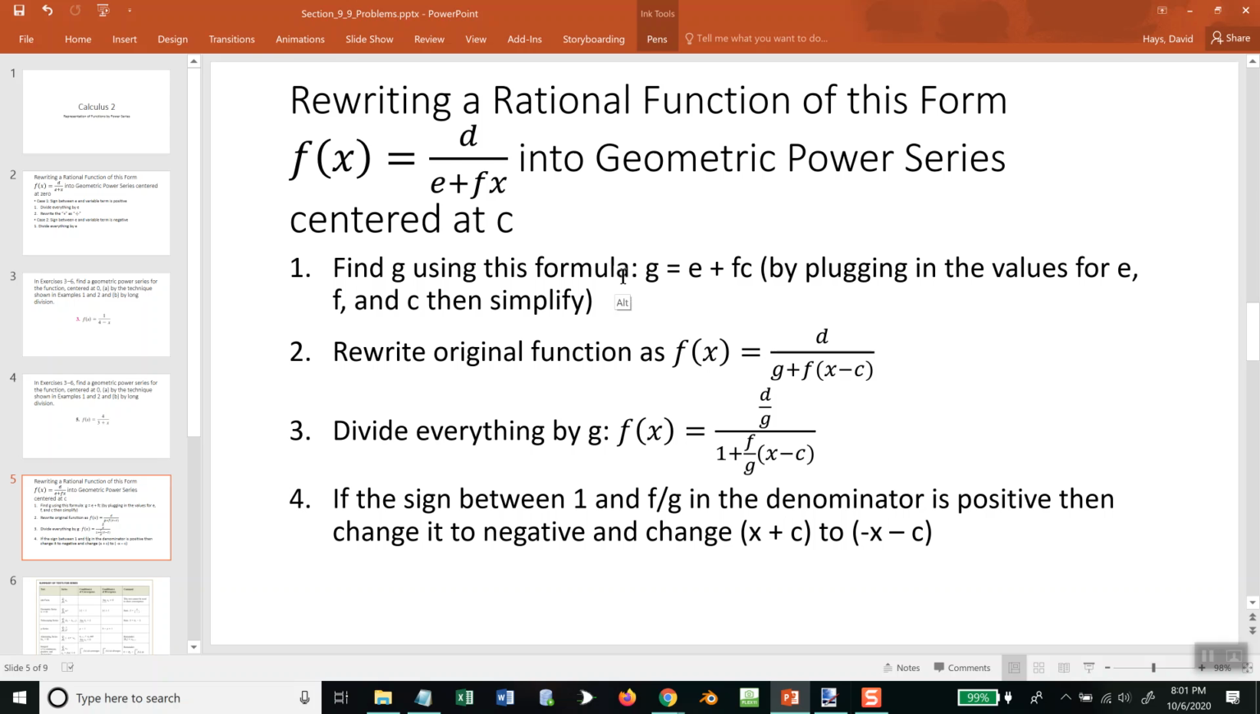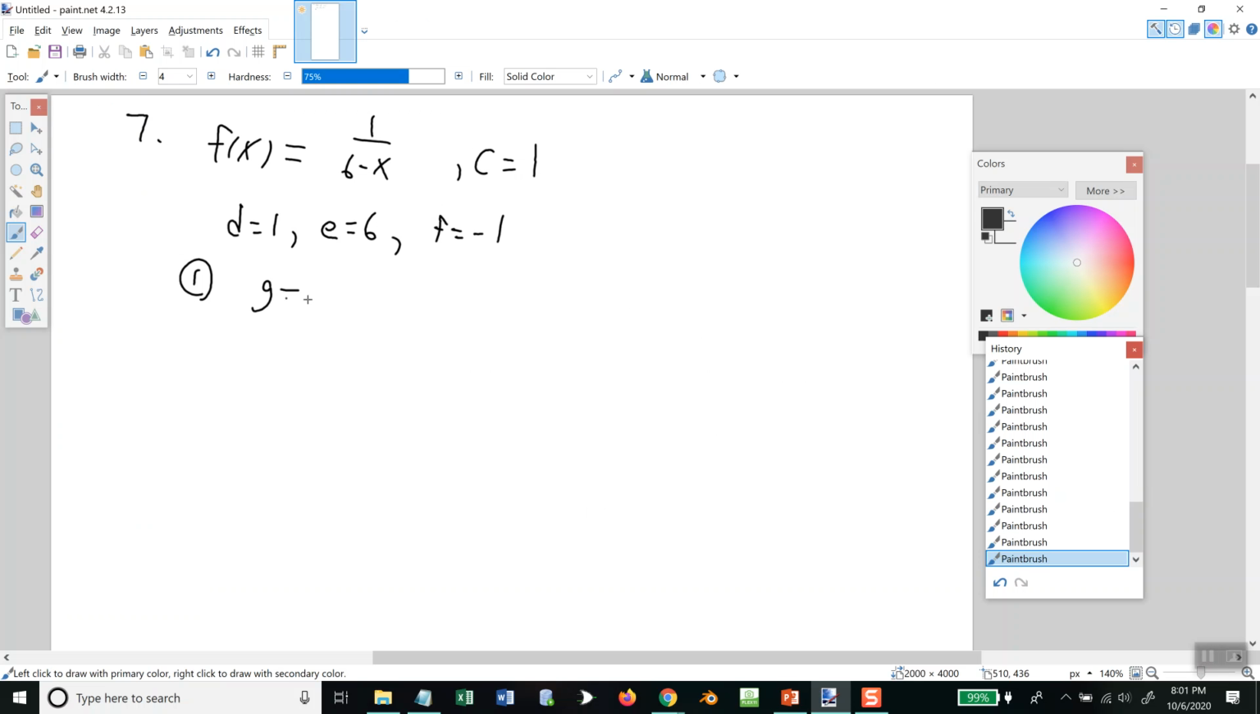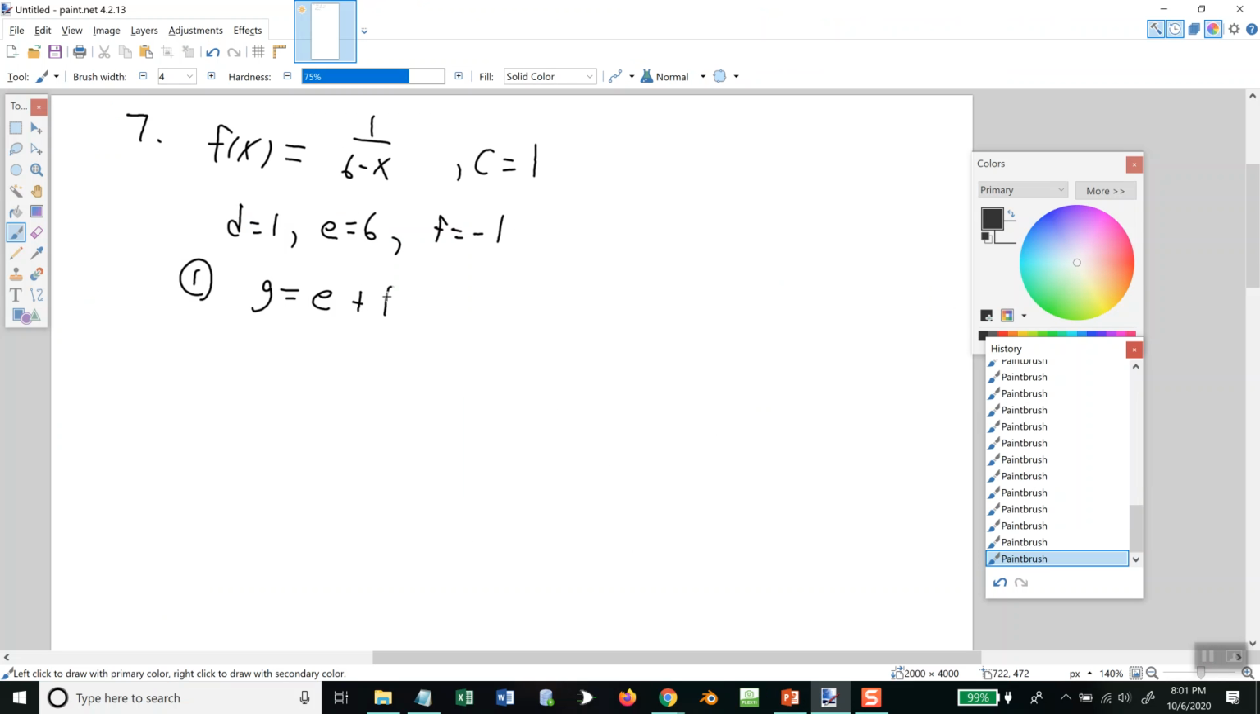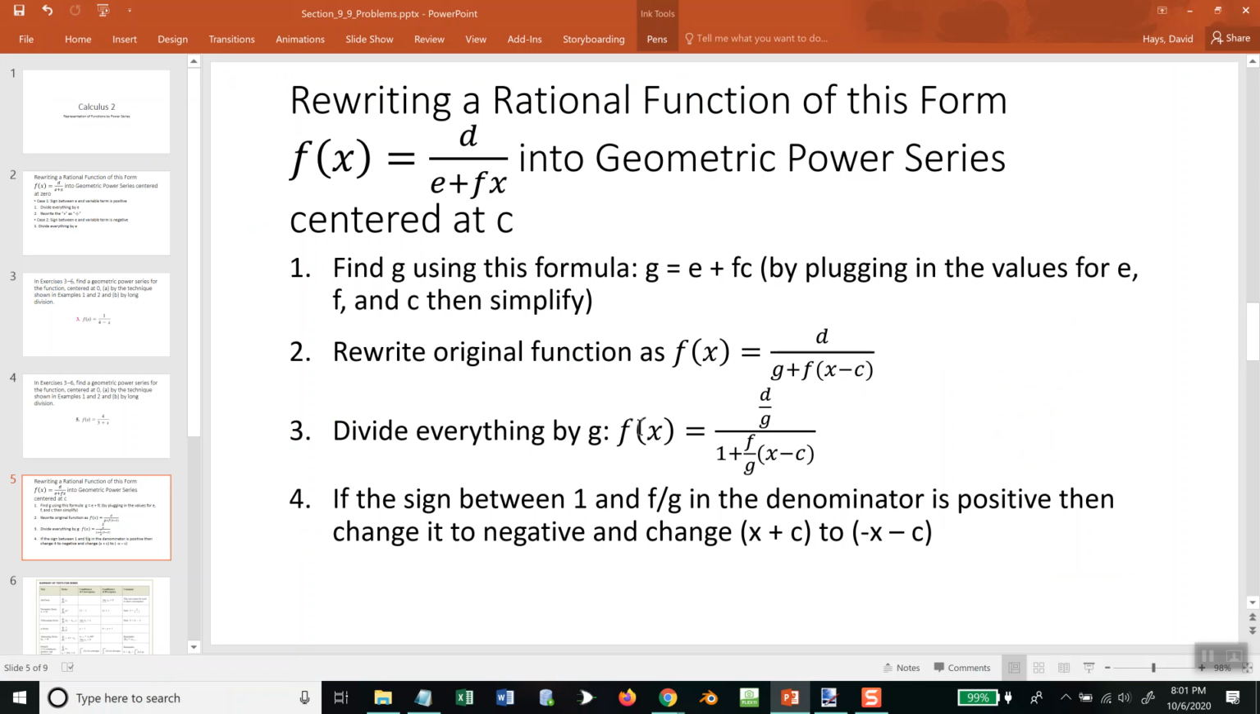Find G using this formula. G is equal to E plus FC. E is 6. F is negative 1 times C, which is 1. 6 minus 1 gives us 5. Step 2, rewrite the original function in this form.